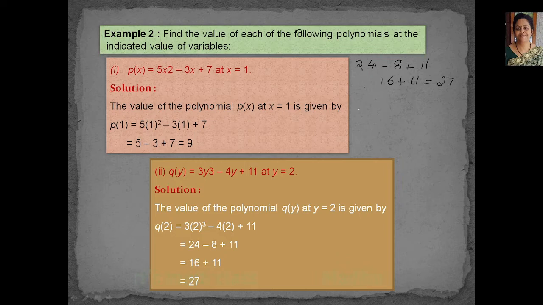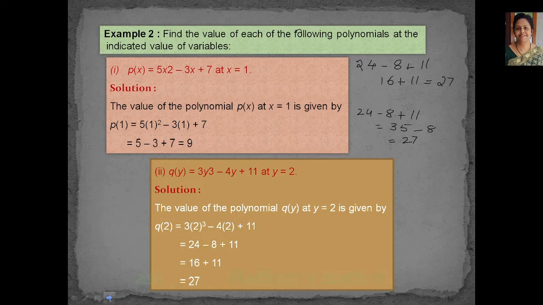Or 24 minus 8 plus 11. Here 24 and 11 are positive. The sum of all positive numbers is 24 plus 11, which is 35, minus 8. 35 minus 8 is 27. Both are the same.